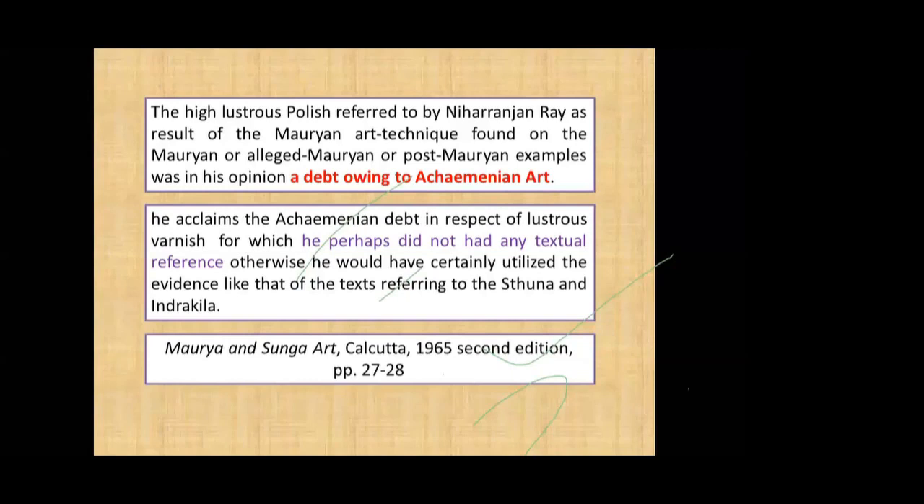These are the quotations from Mauryan and Shunga Art, Niharanjan Ray's work. When he wrote this book, he tried to show that the making and establishing of pillars, which has all been said by English people to follow Persian art, he has proved from the Vedic mantras and other literature that this part is wrong.